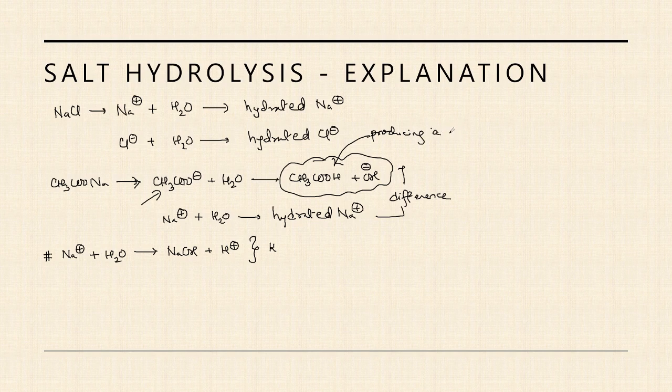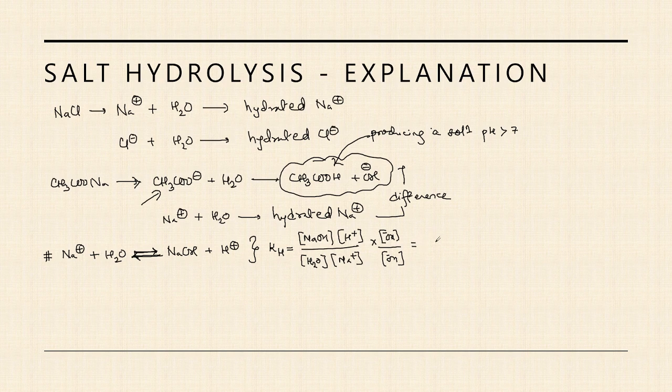producing a solution whose pH will be more than 7. So let's try and understand, let's represent this with an equilibrium sign. Okay, and let's write this as hydrolysis constant. This hydrolysis constant will be written as NaOH times H plus divided by H2O times Na plus.